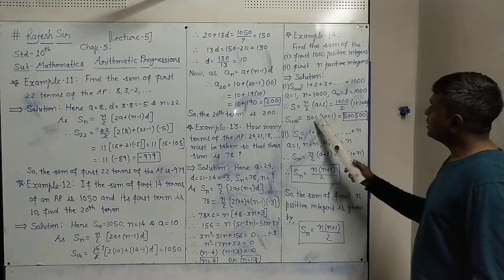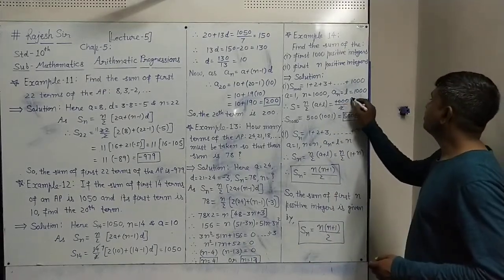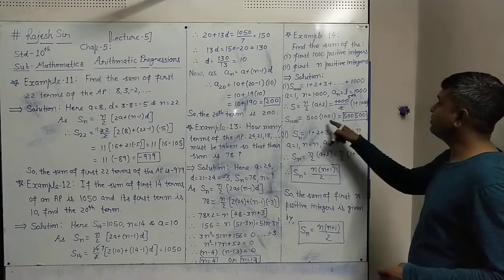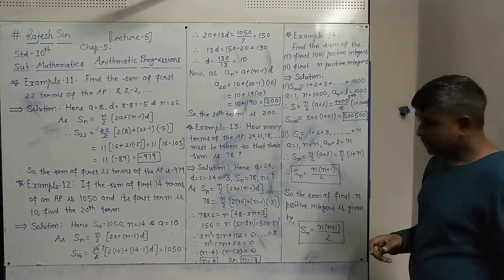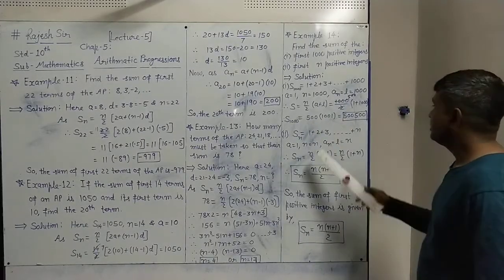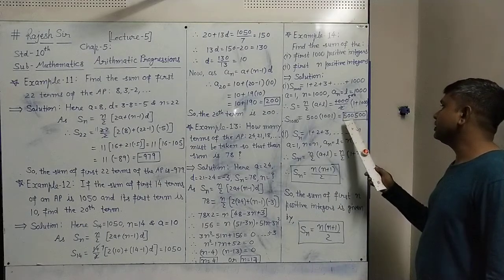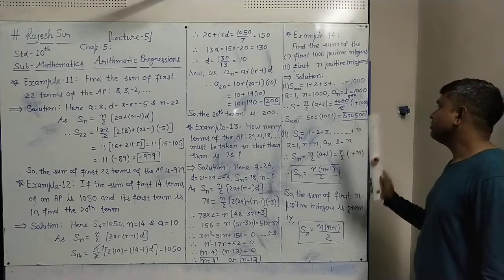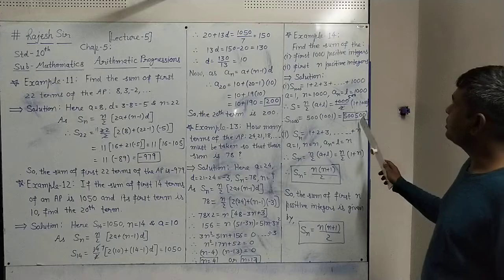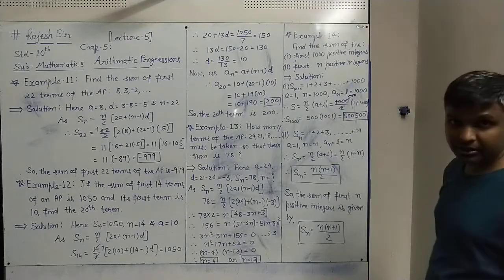Now 1000 upon 2 will give 500, and 1 plus 1000 will give 1001. Now you multiply 1001 into 500. So 2 zeros at the end, and 5 times 1001 is 5005, so with 2 zeros it will be 500500. This is the answer for the sum of the first 1000 positive integers.